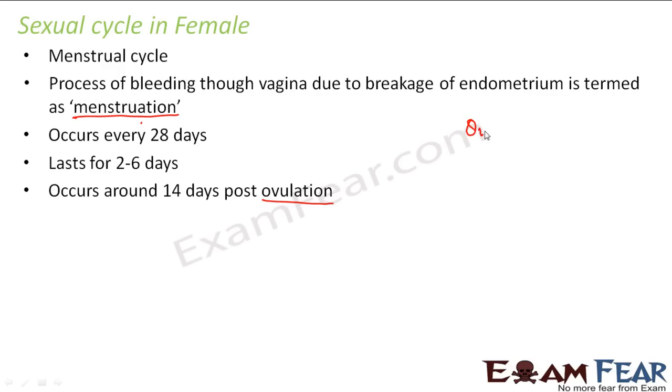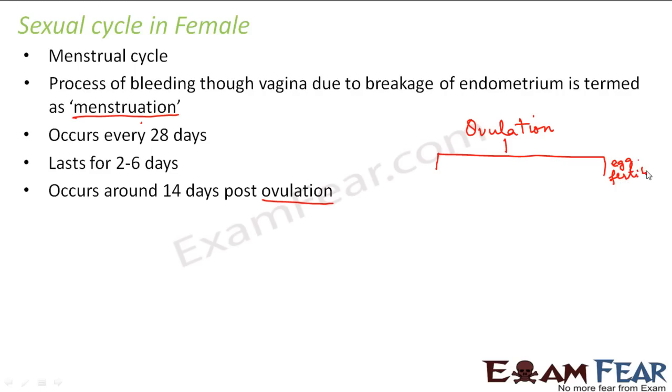Now let us suppose ovulation takes place. Now what happens when ovulation takes place? A matured egg is released from the ovary. So this egg is released into the fallopian tube. Now there are two possibilities that can happen. One possibility is that the egg gets fertilized.